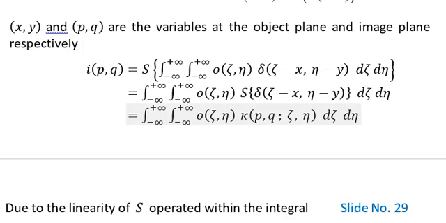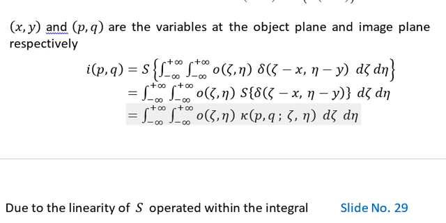So actually kappa is a relationship that maps the information at the coordinates zeta and eta to the coordinates P and Q. So kappa is very important. It depends upon the system operator S. So S has operated on the point source and it has given you kappa as the output of the system. So what is the input? Input is the point source, and what is the output? Output is kappa.